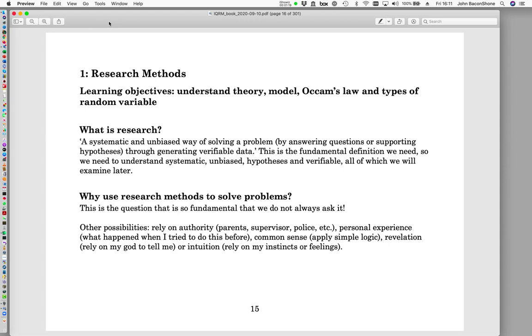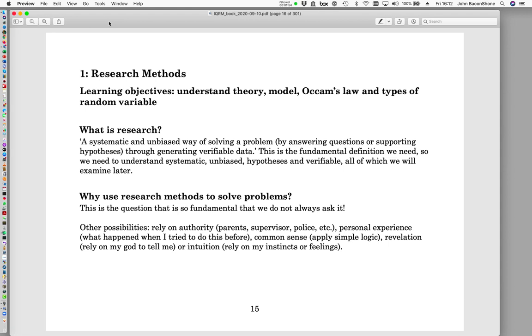Quite often when we look things up in the dictionary like this, instead of having one word we don't know, we now have multiple words we don't know. So what is systematic? What is unbiased? What is a hypothesis? And what do we mean by verifiable? These are all very important questions which we will come back to later on. For now, we just need to recognize that research is a good way of solving a problem through generating useful data. That's probably a simple enough version to get us started.